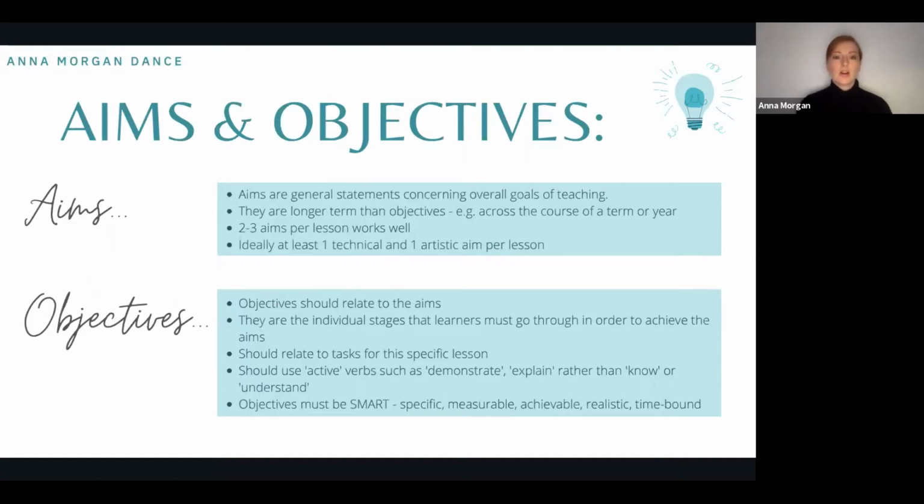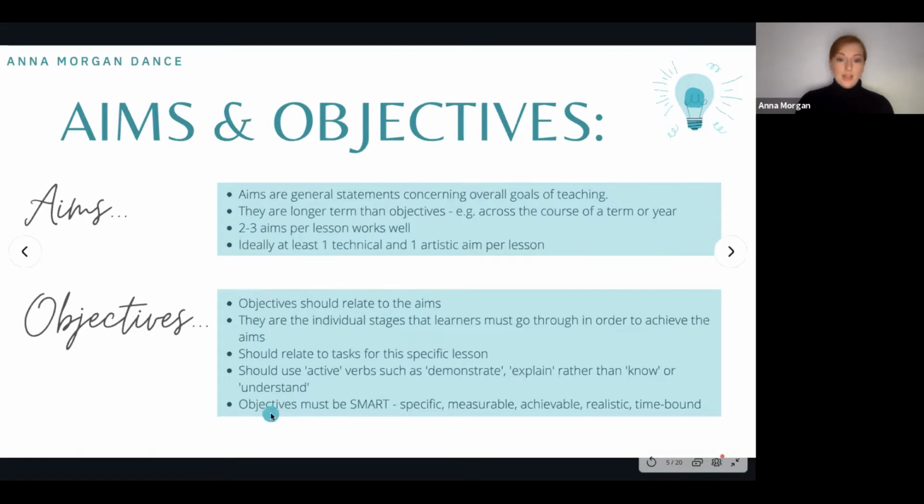So aims are kind of your general statements concerning your overall goals of teaching. So they're going to be a little bit longer, maybe they might be for kind of a term or a year, is the bigger picture thinking. Probably 3 aims, something like that, 2 to 3 per lesson works well, and try to use some aims that are ideally kind of one that's sort of technical and maybe one that's artistic and then another one of your choice, so you've got a nice range.